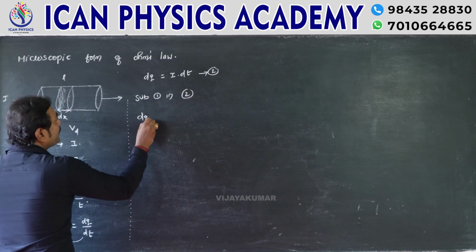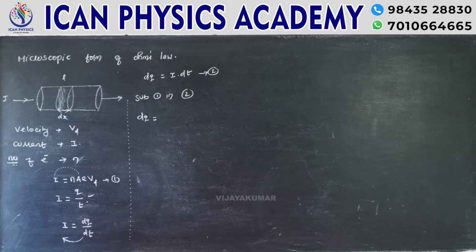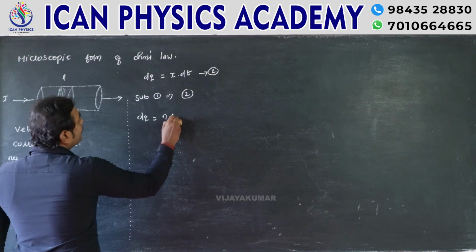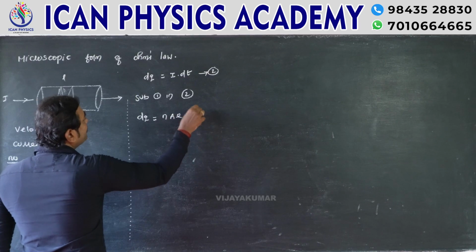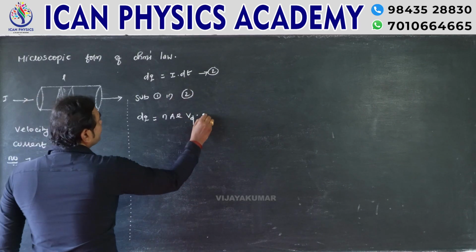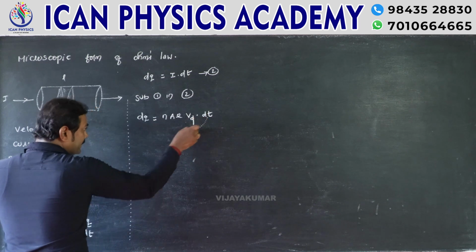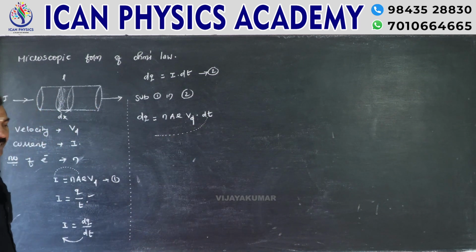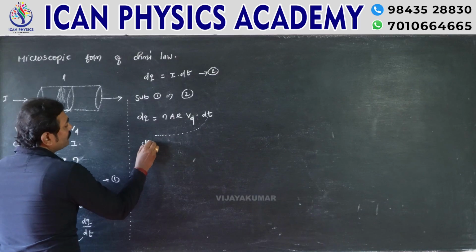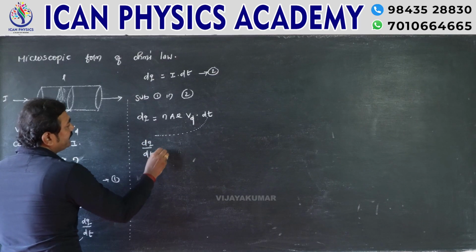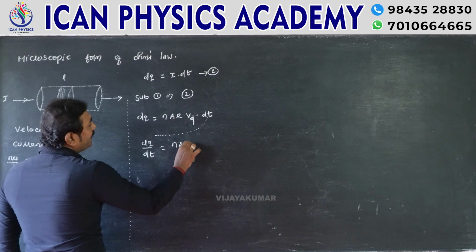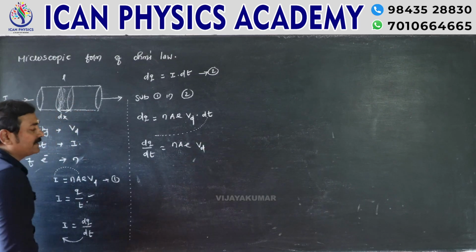So dq equal to I, and what is the value of I? NAE into drift velocity. So dq equal to NAE into drift velocity into dt. Once again, the division dt comes to the other side. So dq by dt equal to NAE into drift velocity.